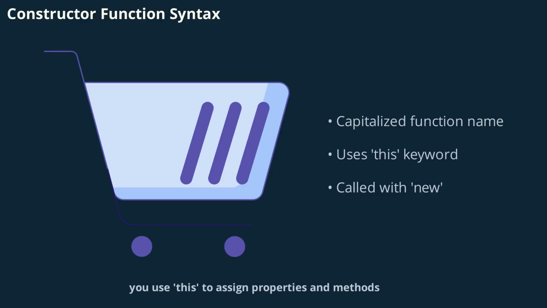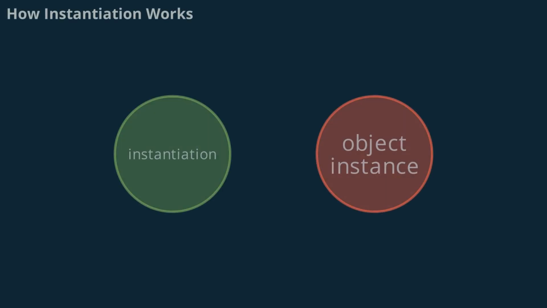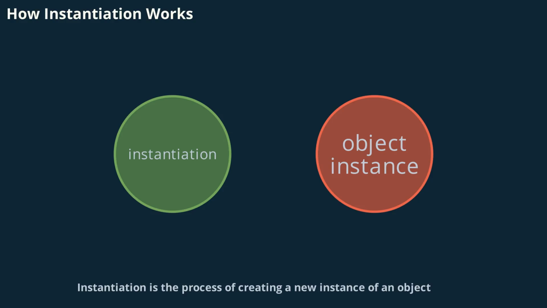A constructor function looks like a regular function, but by convention its name starts with a capital letter. Inside, you use this to assign properties and methods. When you call the function with new, JavaScript creates a new object, binds this to it, and returns it. For example, function Person(name) { this.name = name; } creates a new Person object with a name property when called with new Person('Faris'). Instantiation is the process of creating a new instance of an object.